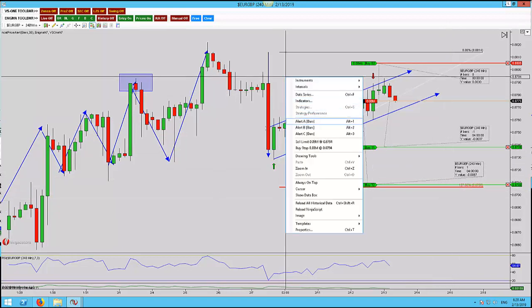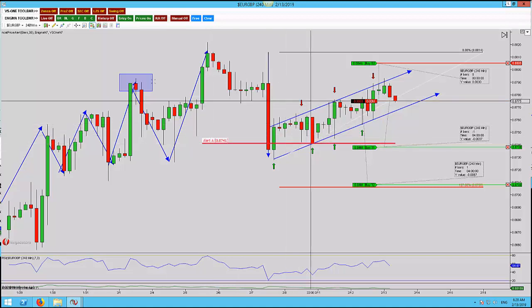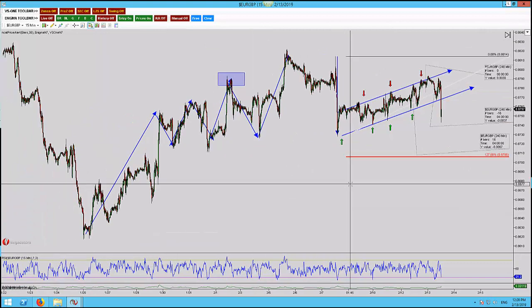So this is the 4 hourly. Going to take quite a while to get any kind of update on this, and we'll come back to it later. We're back for the update.